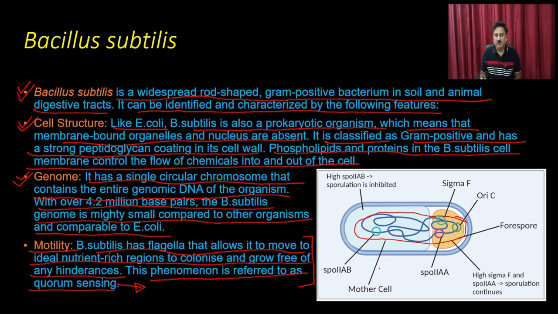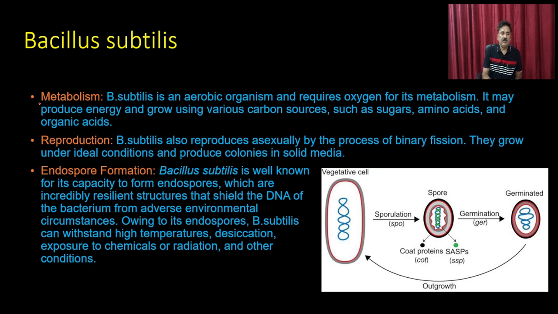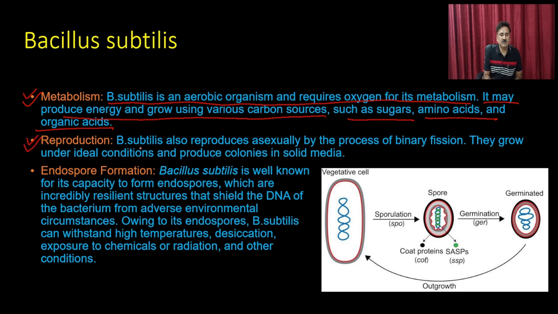What you see here are the plasmids, the circular extrachromosomal plasmids, and this is the chromosomal DNA. Then we have the metabolism. Bacillus subtilis is an aerobic bacterium and requires oxygen for its metabolism. It may produce energy and grow using different carbon sources such as sugars, amino acids and organic acids. Then talking about reproduction, Bacillus subtilis also reproduces asexually by the process of binary fission. They grow under ideal conditions and produce colonies on solid media.